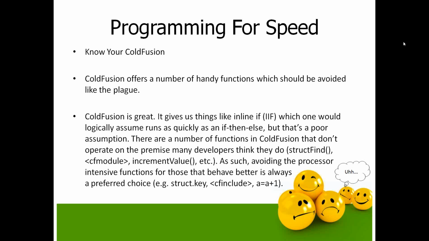Increment value is another function that people tend to use. It's actually slower than doing a plus variable or a variable equals variable plus 1. It is actually a lot slower. So basically just knowing your ColdFusion and which things work better. Instead of using struct find, you would just define the struct.key. CF include, like I said, instead of CF module, a equals a plus 1 instead of increment value.